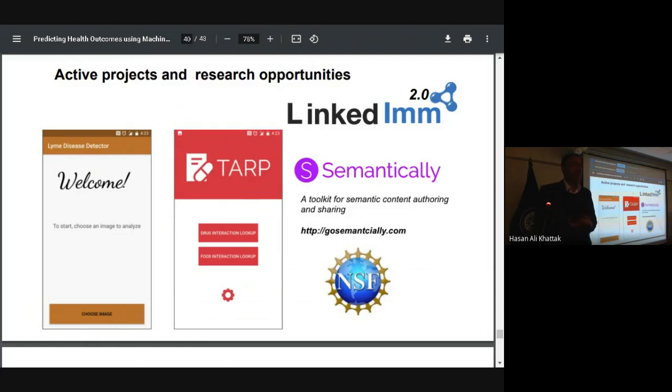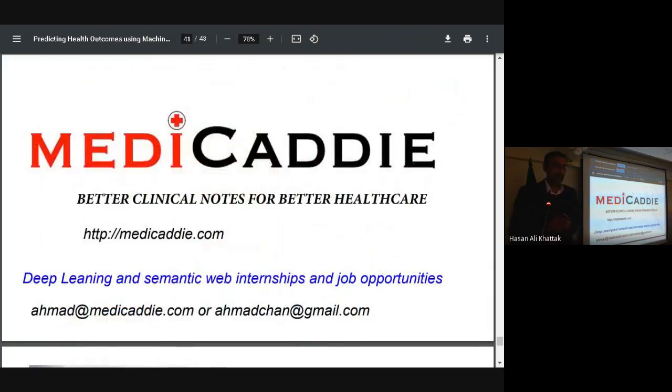We also have a startup from our lab called Medicary, and there we are working on better clinical notes for better healthcare. There we are looking for one to three interns, and also a senior developer working in BERT and NLP. If you know someone, or you want to gain some experience in deep learning and machine learning, just send me an email.